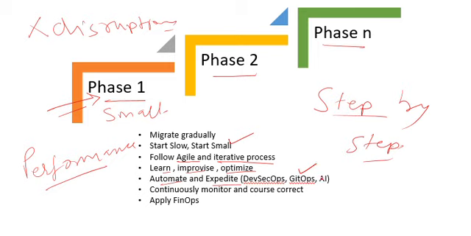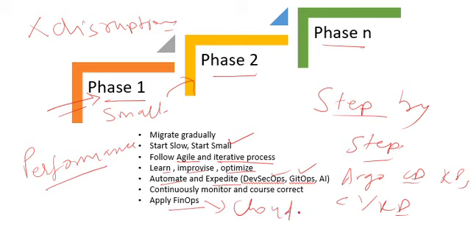So you use GitOps like Argo CD for deployment to Kubernetes. You can use DevOps CI/CD pipelines for automating your build and deployment. So use the best practices, learn from each phase and apply into the next phase gradually, and apply FinOps. So this is for managing cloud cost.